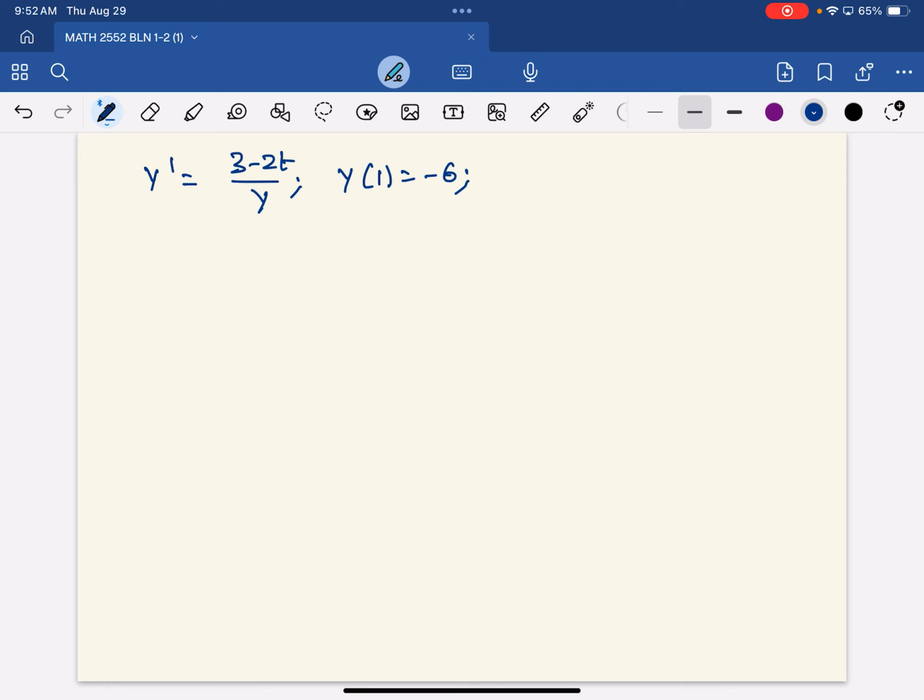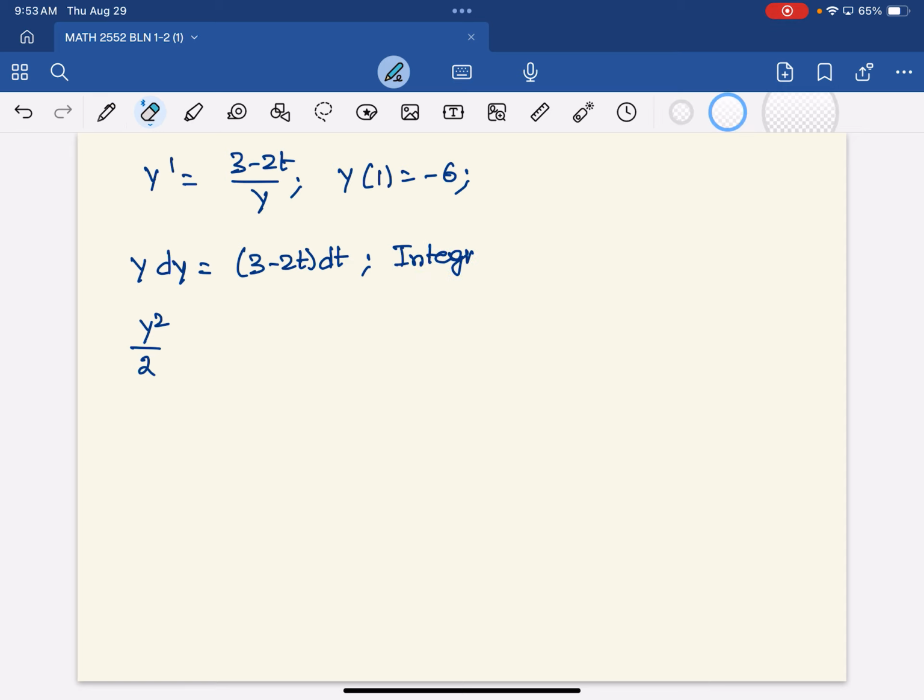Variable separable, okay. Good. So you solved it already. We did it already, but let me do it again, the more the merrier. So you would write y dy is going to be 3 minus 2t dt, right? So integrate both sides with respect to t, and you get t squared plus c1, right?